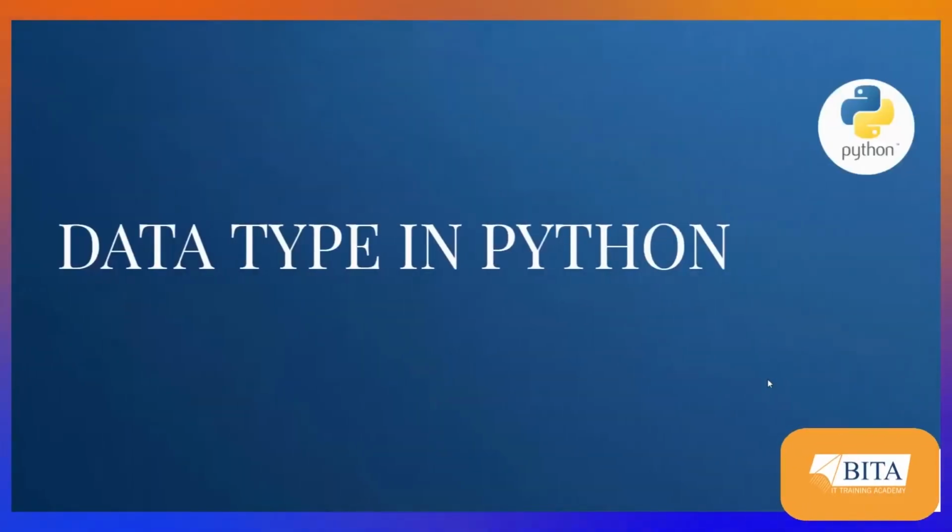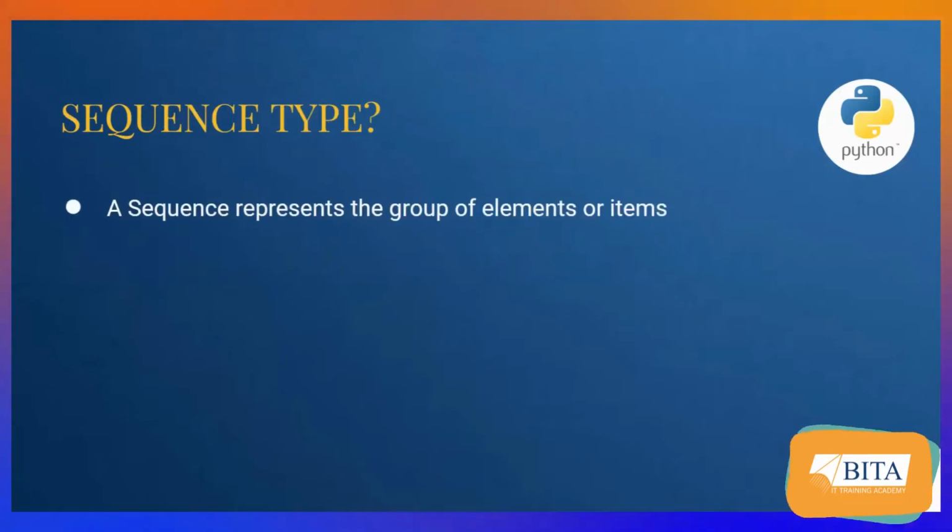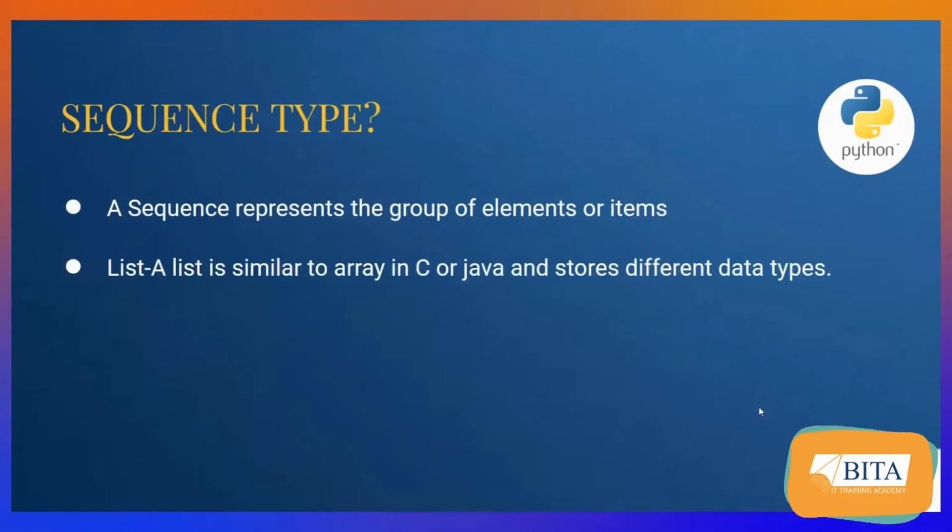Today we are going to see what data types are available in Python. In our previous video we discussed some of the data types. Today we will see what a sequence type is. Sequence type represents a group of elements or items. So if you want to store different data under a common name, you can go with a sequence type.